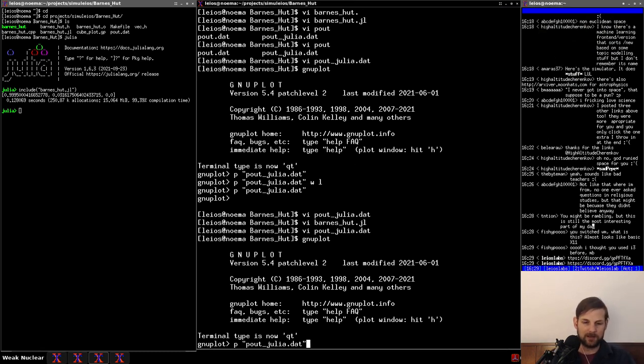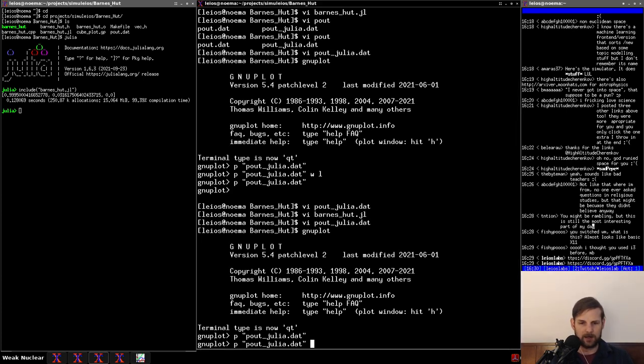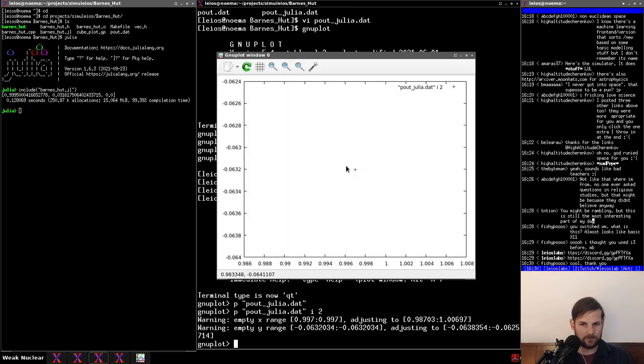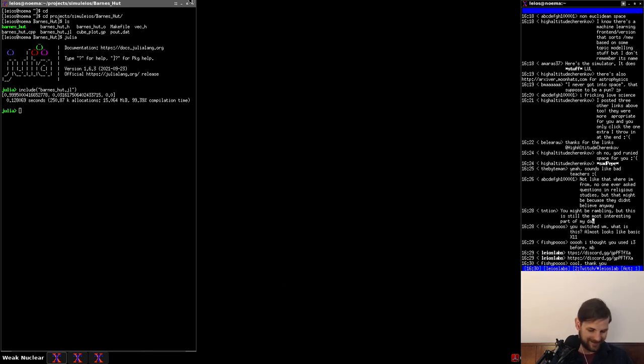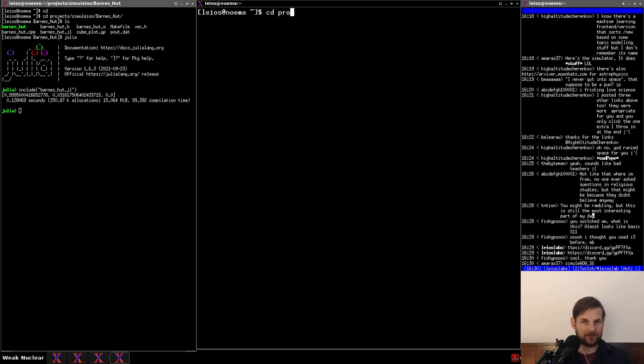Really appreciate it. Okay, so let me go ahead and plot output.dat. And now what I want to do is plot using I2. No, that's not going to be it. Why did that delete that? All right, let me try that again. One second. CD into projects, Simuleos, Barnes-Hut.